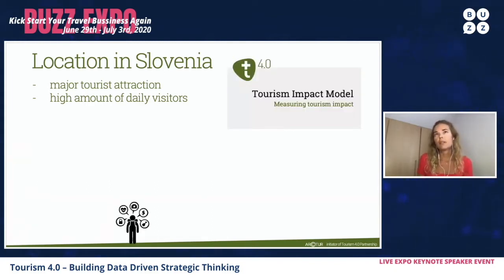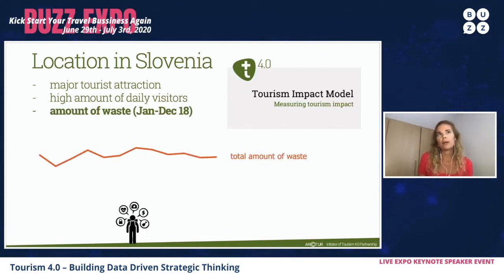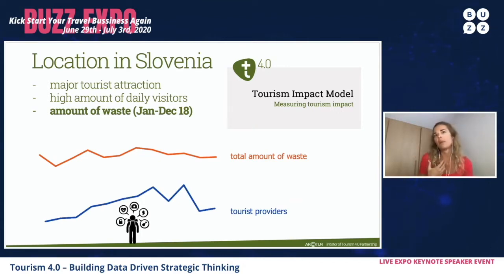And just as an example to show the perception of tourism is taking, for example, the amount of waste. We are thinking this is the amount of waste in this destination, this location, the total amount of waste. And if I'm sitting in the office and have an objective opinion of a situation, like my feeling of how much waste the tourist providers produce, this is, for example, my opinion.